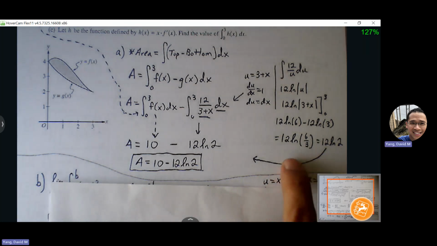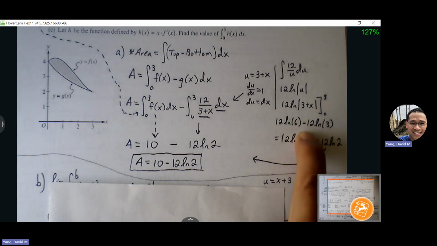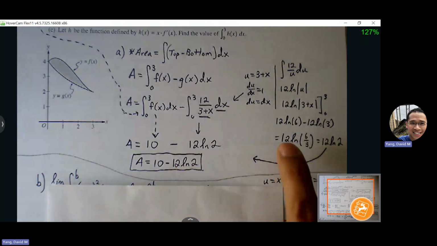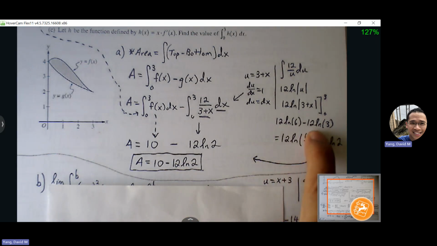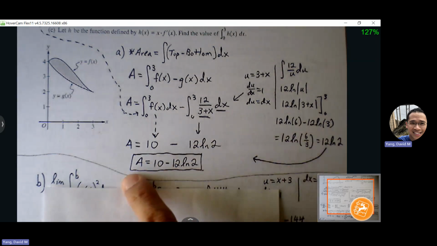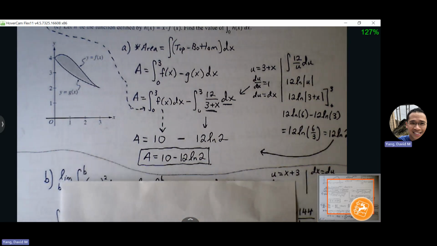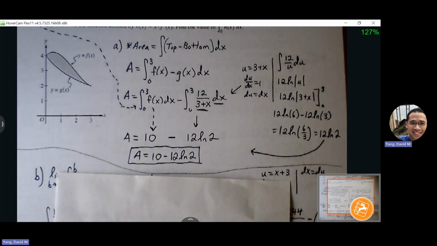But you can leave your answer in any of these variations that I have. I just cleaned it all the way down to 12 natural log of 2, but you don't have to go this far. If you have 12 natural log of 6 minus 12 natural log of 3 with a 10 in front, that's fine as well. So don't think that you have to clean up your answer to my variation.